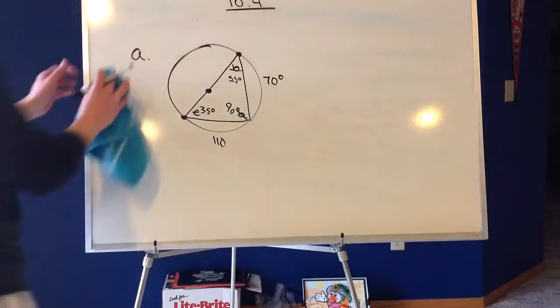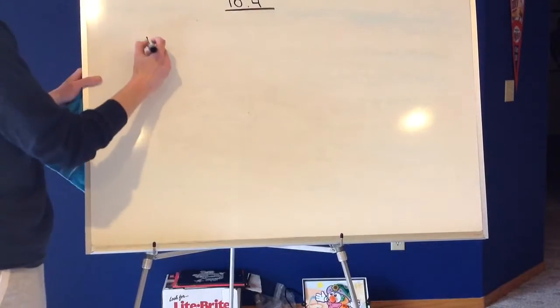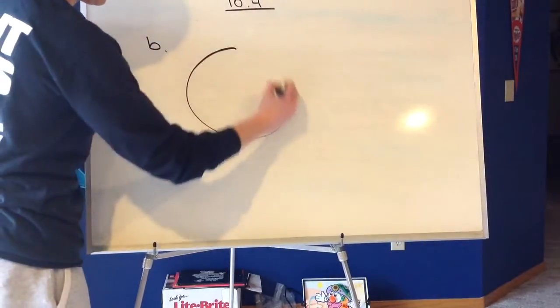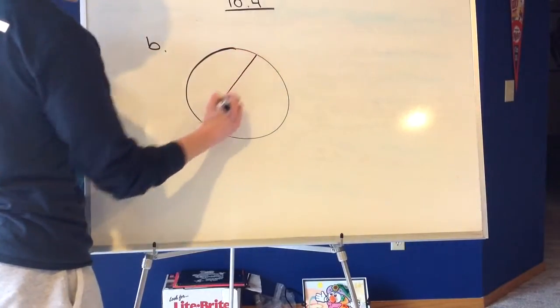The last one, with B there, again gives you a circle. Again, it gives you a diameter.